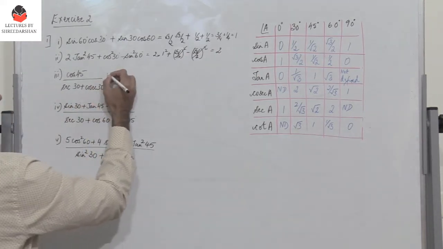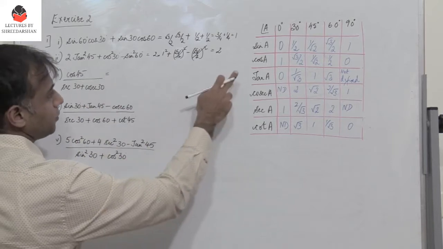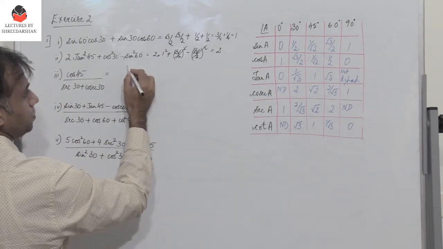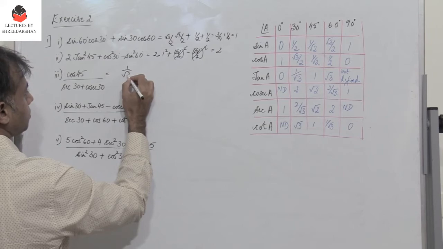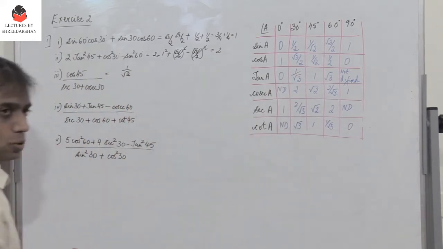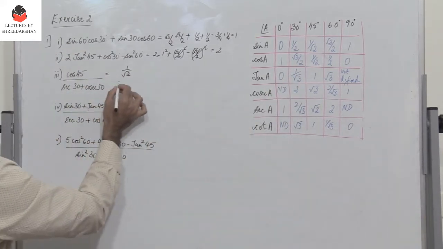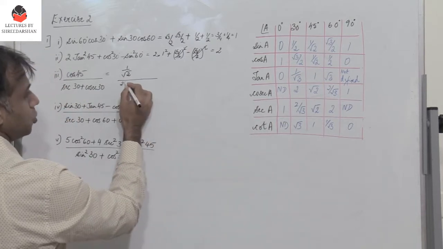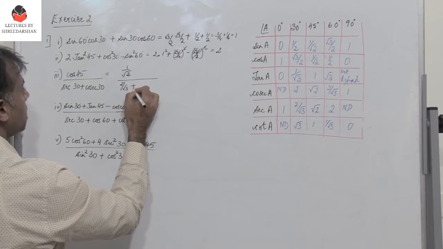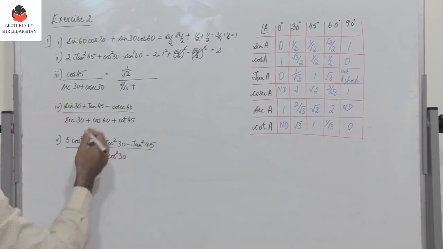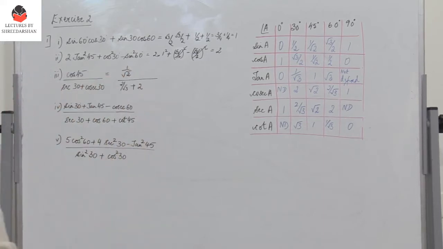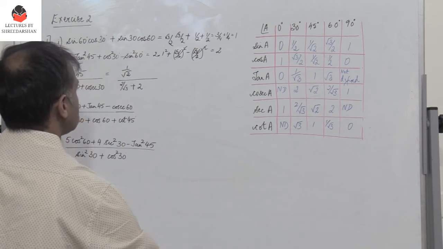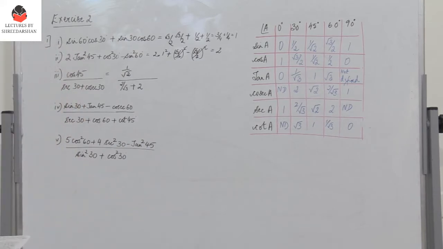So I have cos 45. Cos 45 is 1 by root 2 divided by secant 30. So what is secant 30? It is 2 by root 3 plus cosecant 30. Cosecant 30 is 2. So the expression is 1 by root 2 plus 2 by root 3 plus 2 here.